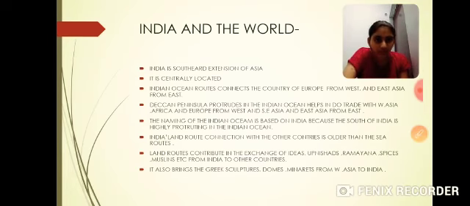It's centrally located, and Indian Ocean route connects the countries of Europe from the west and East Asia. तो ईस्ट एशिया वेस्ट से इंडिया बहुत अच्छे से कनेक्टेड है इंडियन ओशन रूट के थ्रू. डेक्कन पेनिनसुला विच इज़ प्रोट्रूटिंग इन द इंडियan ओशन, this Deccan Peninsula helps in the trade with West Asia, Africa and Europe from the west, and Southeast Asia from the east. तो वेस्ट एशिया के साथ ट्रेड करता है, ईस्ट एशिया के साथ ट्रेड करता है बहुत आराम से.